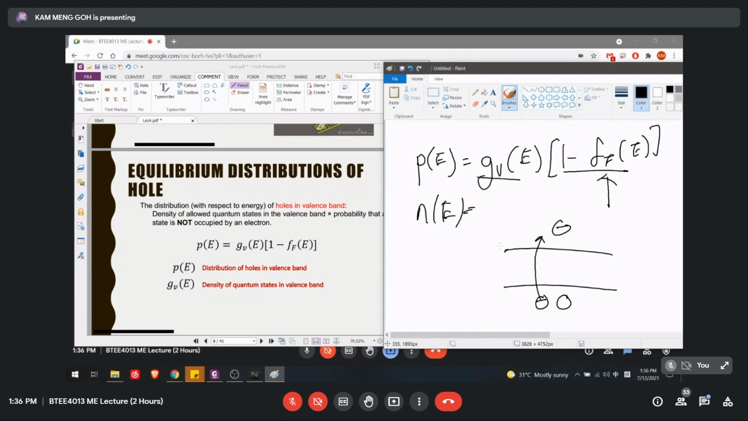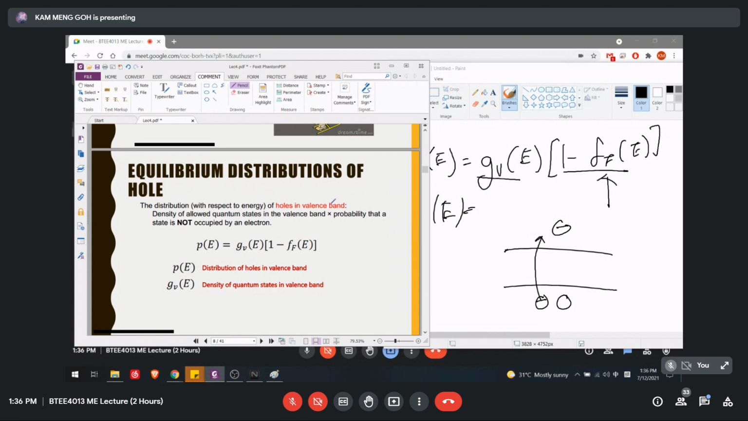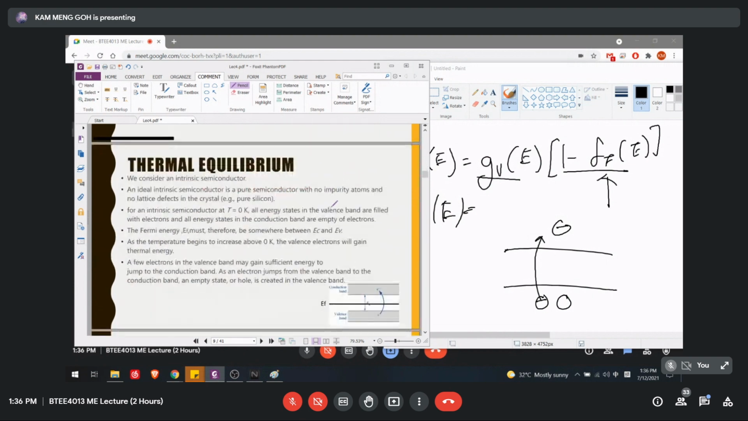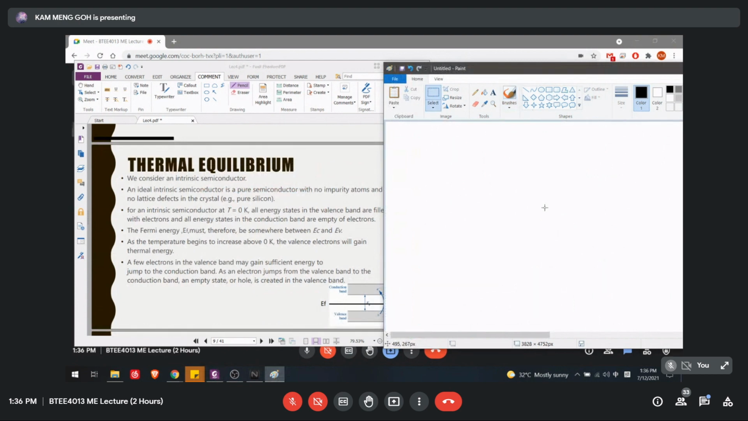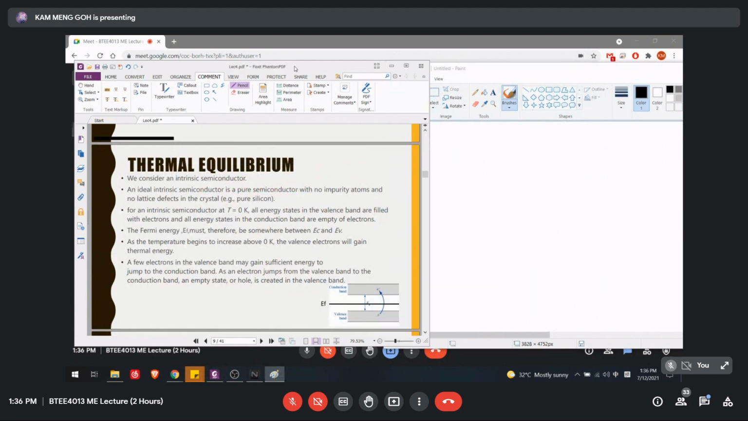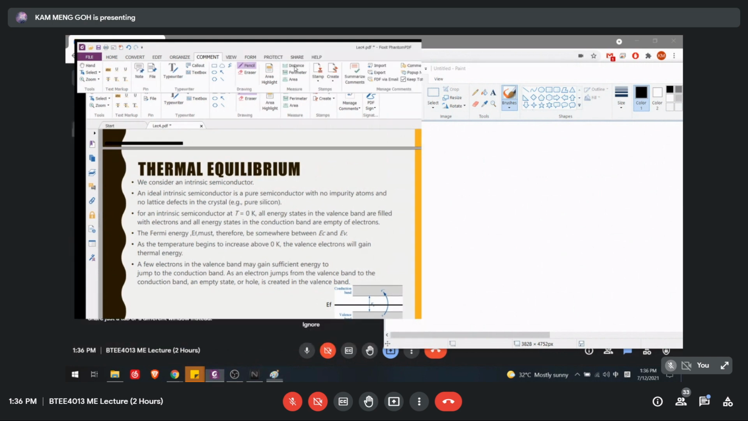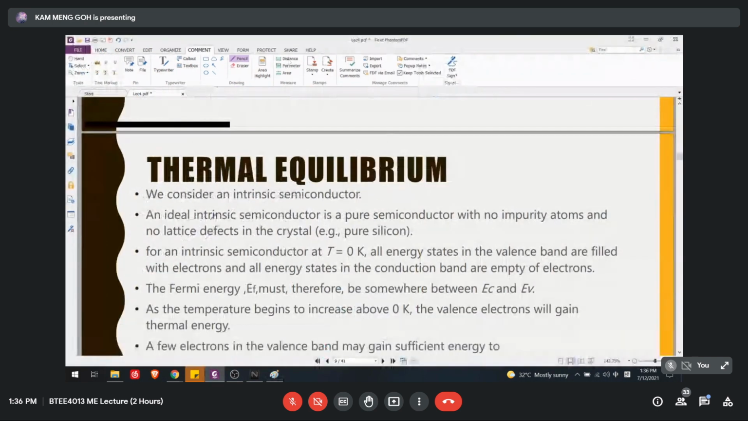Okay, so this is the concept. But how are we going to apply this formula? We normally need to think how we are going to apply this formula instead of just reading all the theories only. So at first, we consider the intrinsic semiconductor. An ideal intrinsic semiconductor is a pure semiconductor without any impurity atoms. Like I said just now, the crystal is a pure crystal. You don't add any impurities inside.